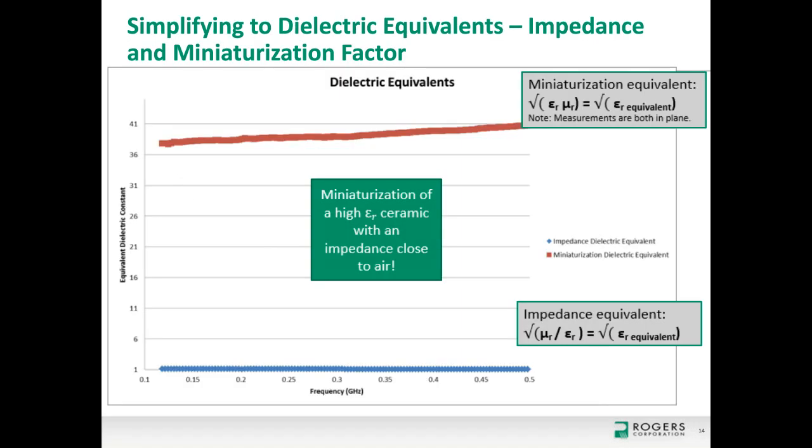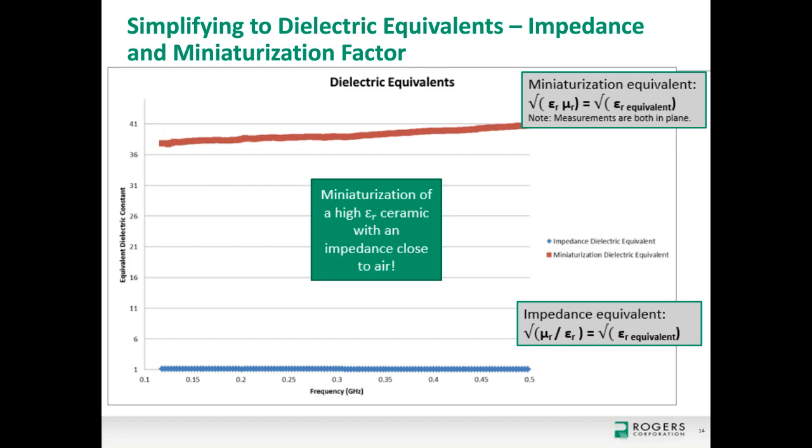So another way you can think about these materials, if you're just used to thinking about dielectric constant in your circuit design, is simplify this to two different dielectric constants. One is the dielectric constant that will give you the same wavelength reduction or the same refractive index, and that's what we'll call the miniaturization equivalent.